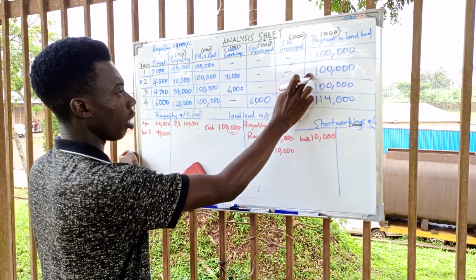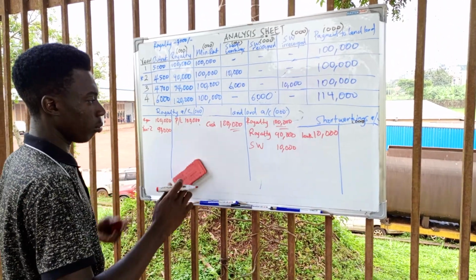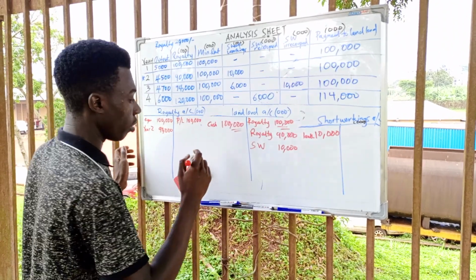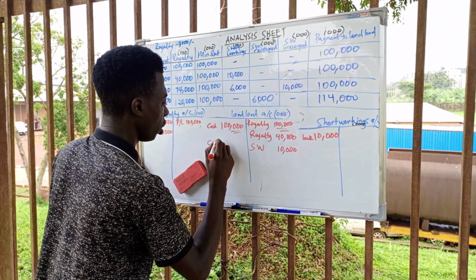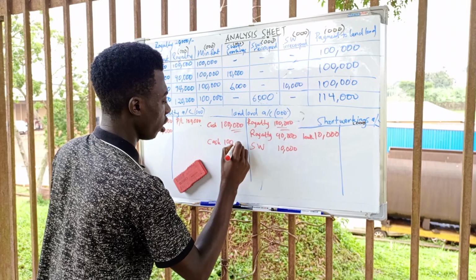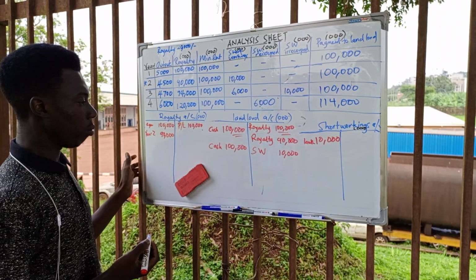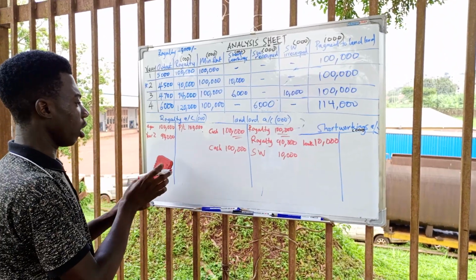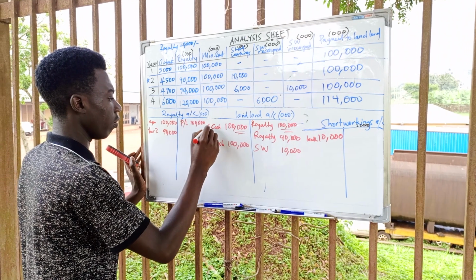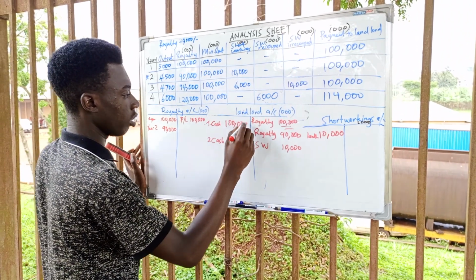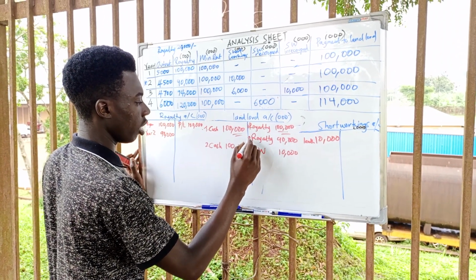I've paid 100,000. When you pay the landlord, you are supposed to debit the liability, reducing it. So debit cash of 100. Now you balance off the accounts in the second year. This was the first year. This is the second year.